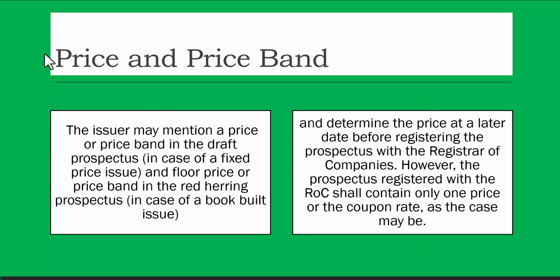Price and price band. The issuer may mention a price or price band in the draft prospectus in case of a fixed price issue, and a floor price or price band in the red herring prospectus in case of a book-building issue, and determines the rate.